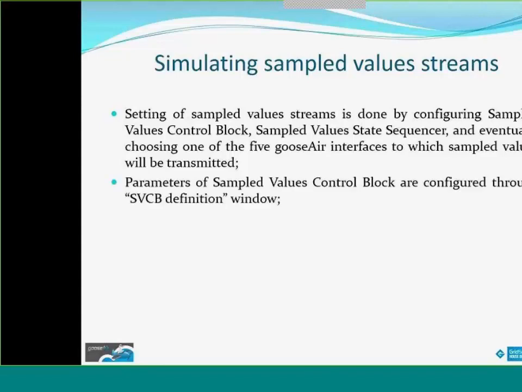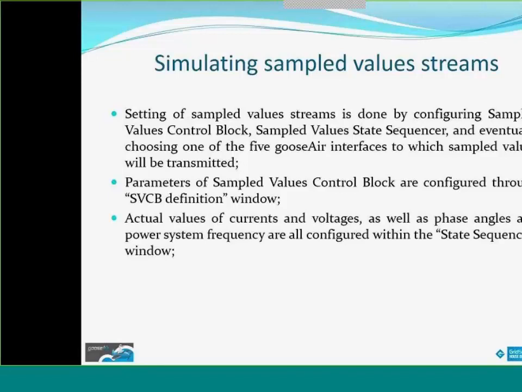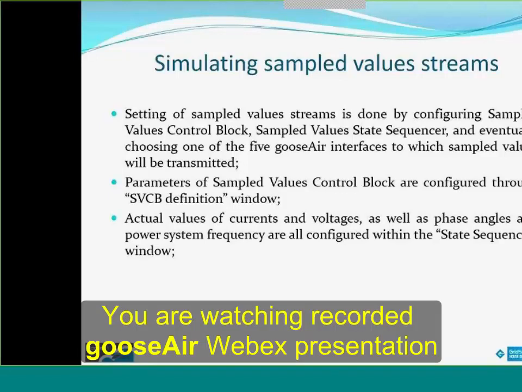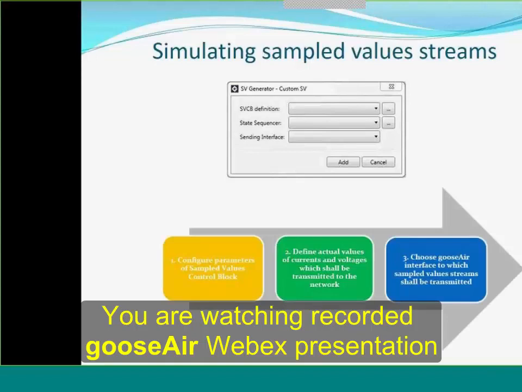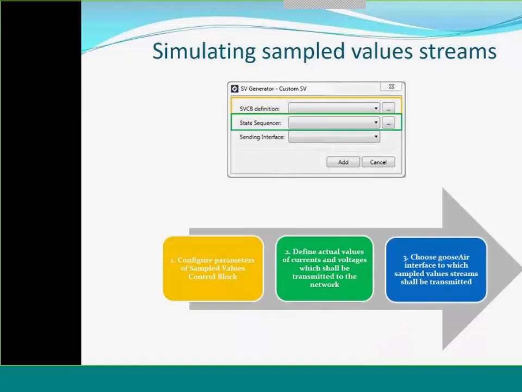Parameters of the sample values control block are configured in the so-called sample values definition window, while actual values of currents and voltages are configured within the state sequencer window. So here's a figure that illustrates configuring of sample value streams. The user needs to configure the sample values control block, which corresponds to the sample value control block definition. Then configure the state sequencer where actual values of currents and voltages are set, and eventually choose one of the gooseAir interfaces to which the sample values shall be transmitted.